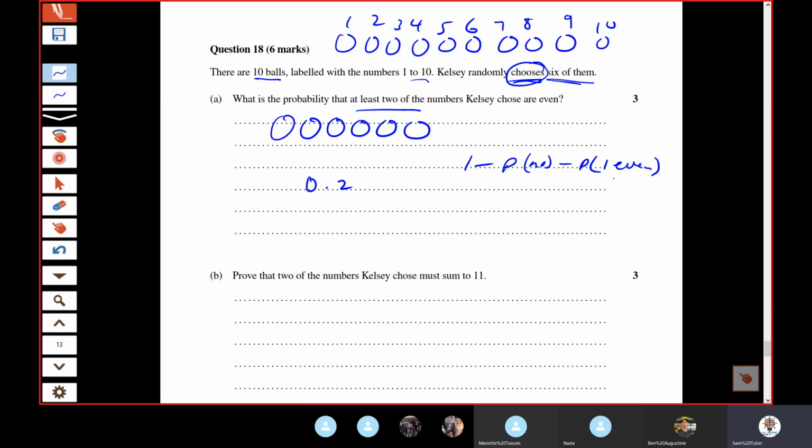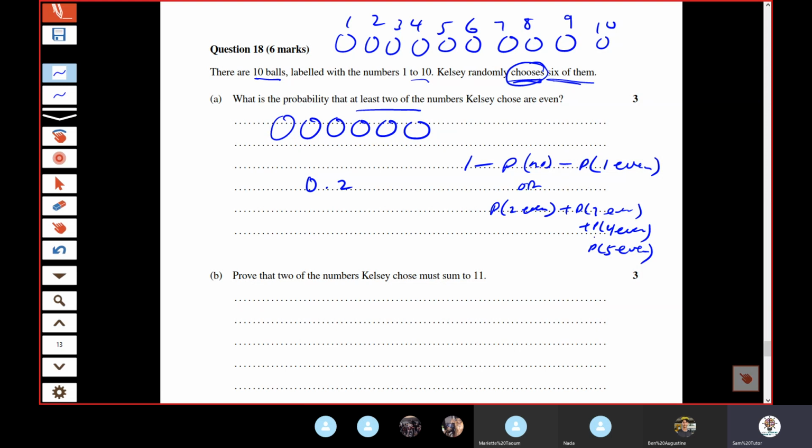Do you get that? Yeah, because you want at least 2. So be careful with that. You could have done that, or you could have done probability of 2 even, 1, 2, 3, 4, 5. Yeah, you could have done 2 even, 3 even, 4 even, and 5 even.